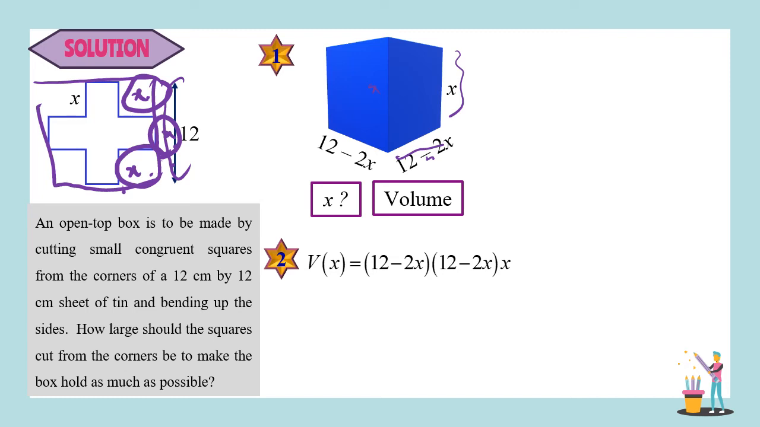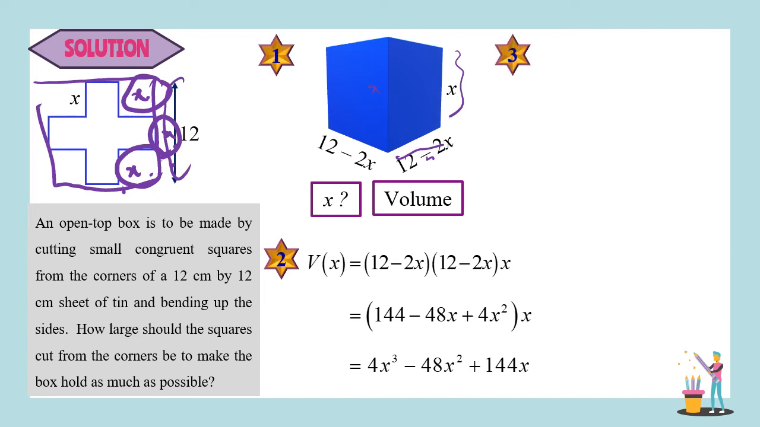Okay, and then what we need to do? Just simplify to get the expression here, which is 4x cubed minus 48x squared plus 144x. And then what is the next step? So we have identified and represented the function we want to find, which is the volume. And then the next step is to solve.